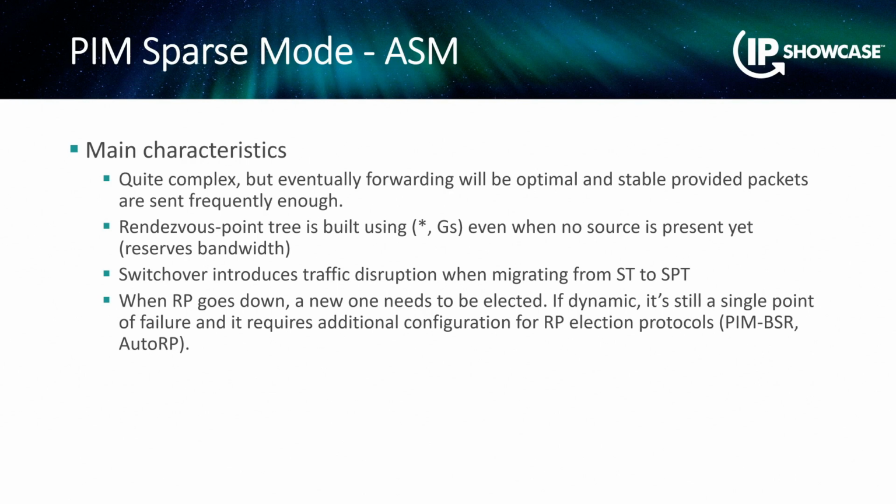The other problem with sparse mode ASM is that when that rendezvous point goes down, another rendezvous point has to be elected. If it's a dynamic thing, it's still a single point of failure because it requires additional configuration and election processes and things like that. So there's a portion of time where you are in a failure state before that new rendezvous point comes online.